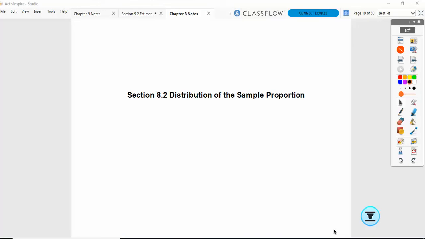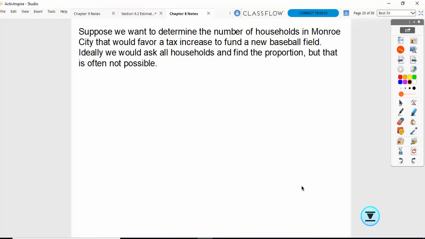About a distribution for the sample proportion. So here's the scenario. If I wanted to determine the number of households in Monroe City that would favor a tax increase to fund a new baseball field, we know the best way to do it would be to ask everybody, are you in favor of this or not? That's really not feasible. It's time consuming. It costs a lot of money to do that.